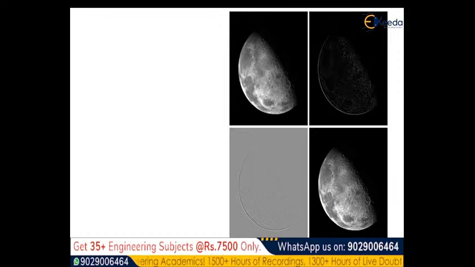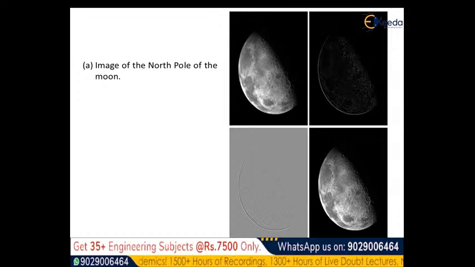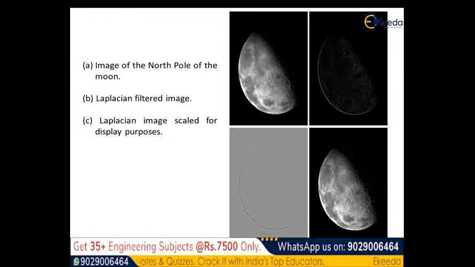The visual effect can be better understood with the help of the example here. We have the input image of the north pole of the moon here. When we operate it with the Laplacian, we obtain the output that we can see on the right hand side here. And when the individual Laplacian is taken, the scaled form can be represented in part C in the second row, and the enhanced image after sharpening you can see in part D here.